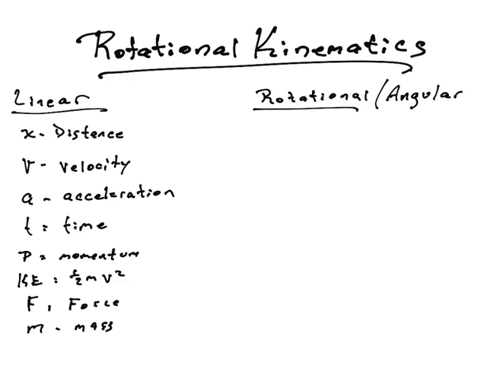Anyway, it turns out that this version of physics that deals with rotational motion has exactly the same types of variables as the linear version, but its own. Only they're the rotational version. So, just as in linear physics, x means distance, how far something goes, in rotational kinematics, we have theta, which means angular displacement.